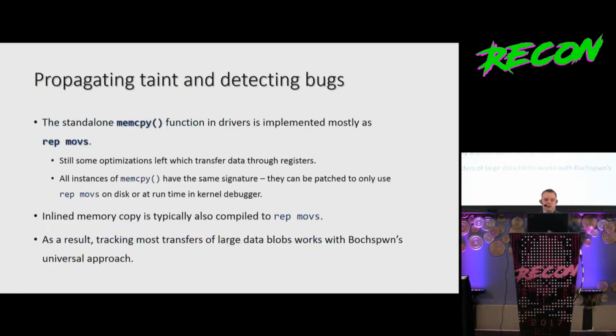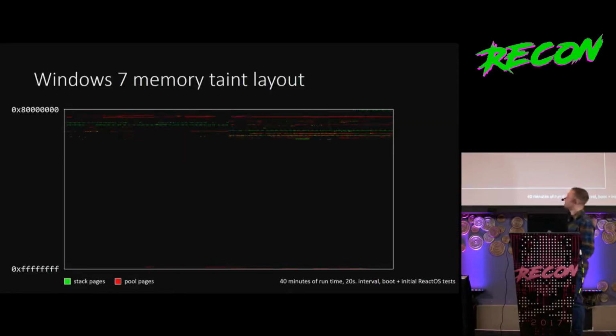And so when it comes to propagating taint in Windows itself and detecting bugs, our logic of only instrumenting rep movsd is actually quite good, because the standalone memcpy function used by the kernel uses this rep movs instruction. And all instances of memcpy have the same signature. So even though there are some optimizations in memcpy which use registers instead of the rep movs instruction, you can just patch them out automatically. So that's pretty easy in Windows, and we don't have to make any changes to the logic that I talked about before. And here we have a small animation.